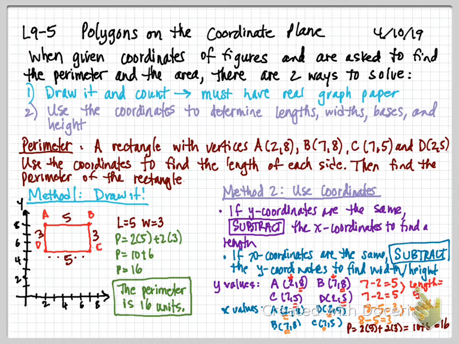So two strategies to get the same thing. You can draw it, count it, and calculate the perimeter that way. Or you could figure out the opposite value when you had matching coordinates. So with matching x's, you could figure out the y value. With matching y's, you can figure out the x value. And you're going to get two sets of sides that have the same measurement. So two 5s and two 3s. All right, let's try area.